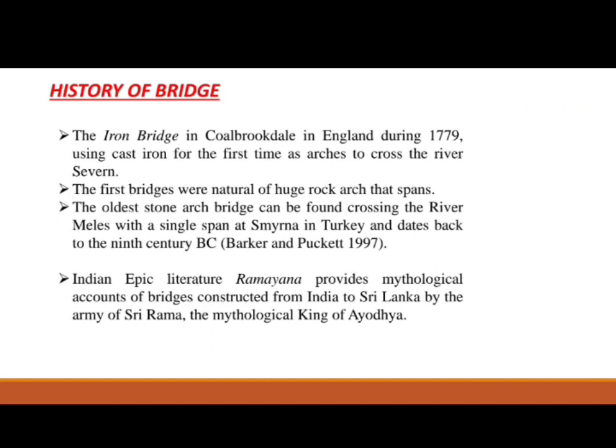History of a bridge. The Iron Bridge in Coalbrookdale in England, during 1779, used cast iron for the first time in arches to cross the river Severn. The first bridge was a natural huge rock arch that spans. The oldest stone arch bridge can be found crossing the river Melas with a single span at Samarran in Turkey and dates back to the 19th century before Christ. Indian epic literature Ramayana provides a mythological account of a bridge constructed from India to Sri Lanka by the army of Sri Rama, the mythological king of Ayodhya.